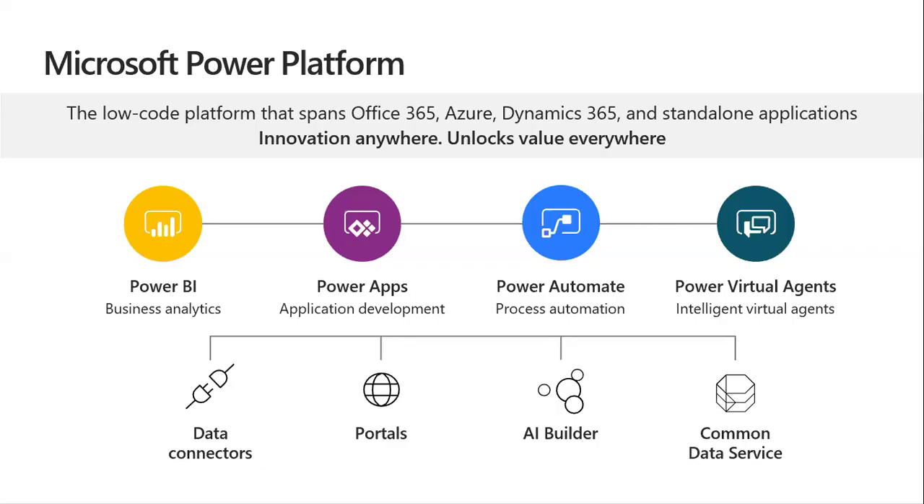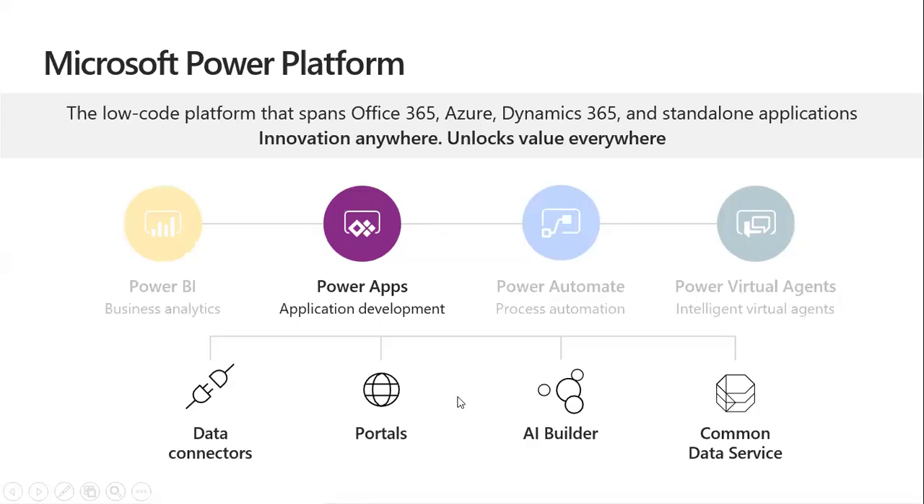So moving further, as you can see here, there's something called Power Virtual Agents, which was there since the beginning. And if you see here, there's something called data connectors, portals, AI Builder, and Common Data Service, right? Which come under Power Platform altogether. So data connectors are nothing but how you can connect to the data sources available for you.